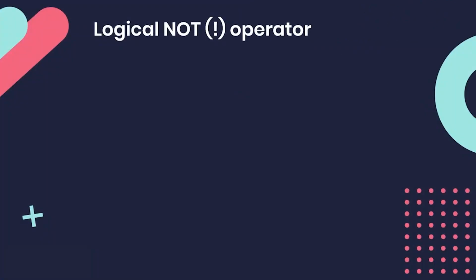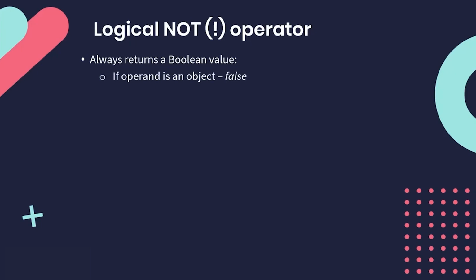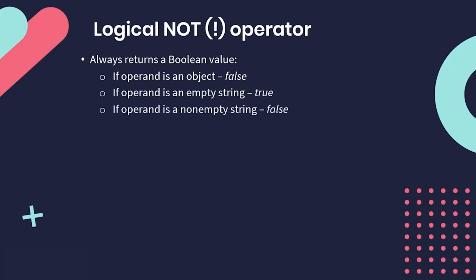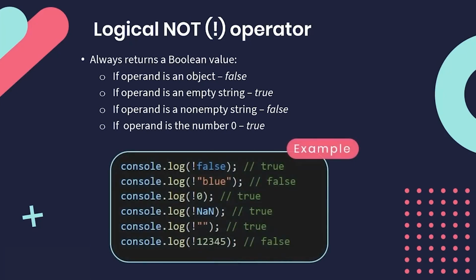The logical not operator is represented by an exclamation point and may be applied to any value in JavaScript. This operator always returns a Boolean value, regardless of the data type it's used on, and the logical not behaves in the following ways. If the operand is an object, false is returned. If the operand is an empty string, true is returned. If the operand is a non-empty string, false is returned, and if the operand is number 0, true is returned. The following example illustrates this behavior.